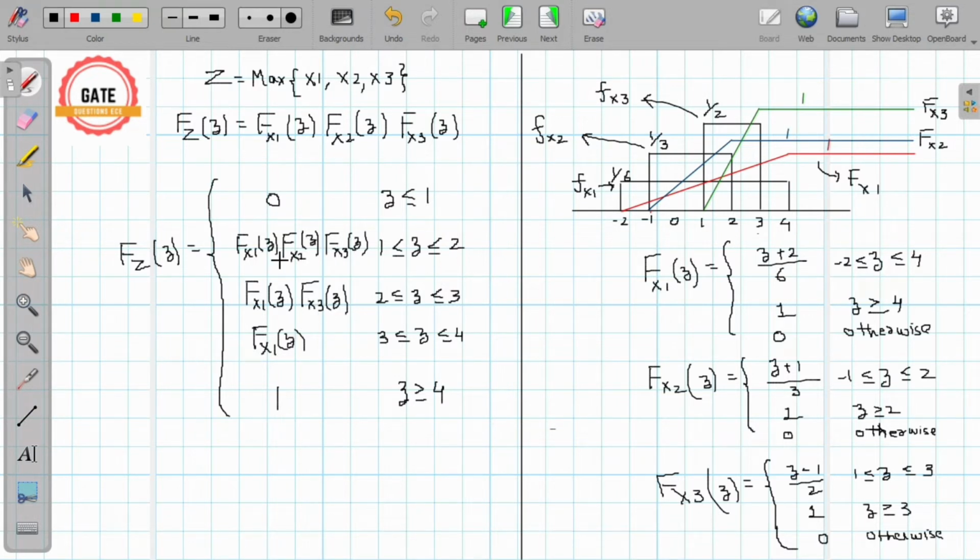Actually, why we are obtaining these product expressions is because you can observe in the range 3 to 4, only the PDF of x1 is non-zero. All other PDFs are 0. So we will only get the CDF of x1 in this expression of the CDF of z. Similarly, in the range 2 to 3, you can observe that the PDF of x2 is 0. The only non-zero PDFs in this range are the PDFs of x1 and x3. So correspondingly, we will get the product of the CDFs of x1 and x3.